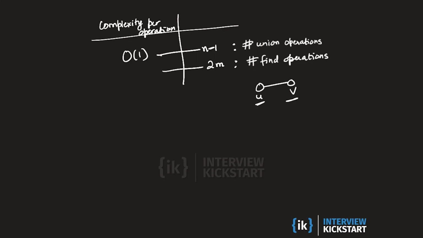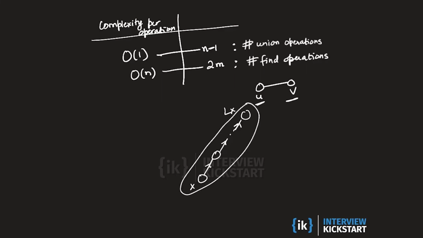How long can the path be from x to the leader of x if we follow a chain of these union find operations? How bad can this get? Well, you can imagine an adversary constructing an input which can force your algorithm to actually have find run in order n time. How would that happen? Well, suppose we have a component like this.